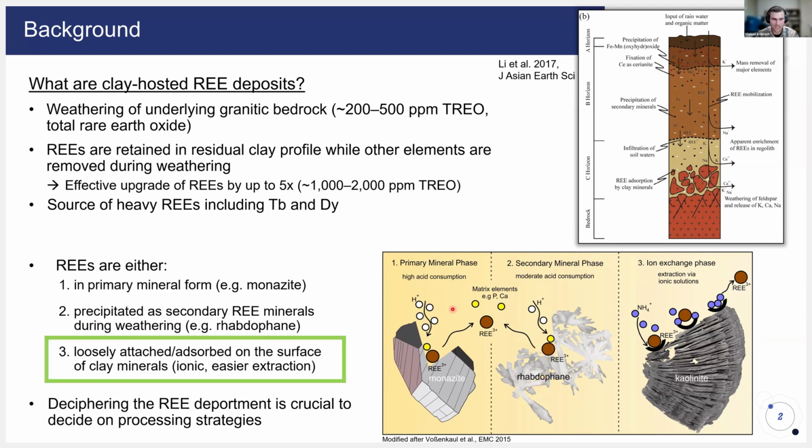And what's the ideal scenario, what everyone's after? They want that ionic component to be quite high. That would be the ionic mineralization, where the rare earth are loosely adsorbed on the surface of the clay minerals, here kaolinite. You see rare earth 3+ adsorbed onto the surface of kaolinite, and then you can remove that with ammonium cations. Three of them would eventually displace the rare earth 3+, and off it goes into solution. So that's the preferred way that you want it to be. That means you don't need any additional acid for the extraction. Deciphering the rare earth deportment is quite crucial to decide on the processing strategies in the end.